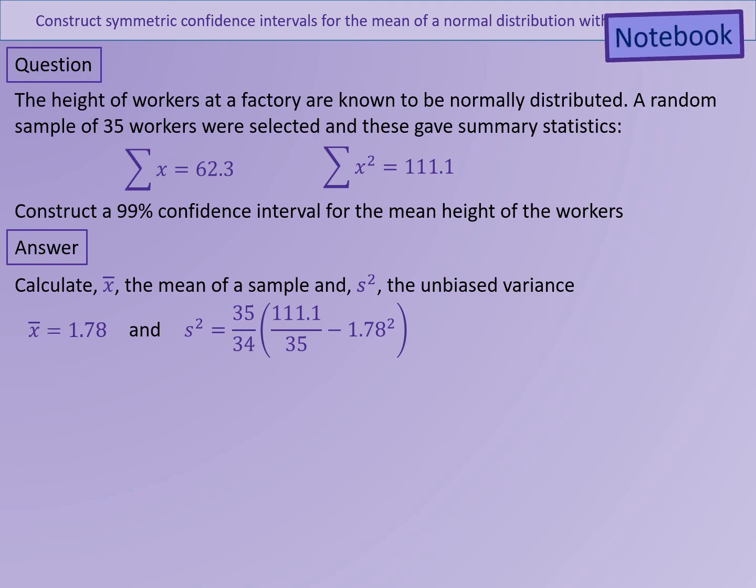S squared, we can use the formula here. So we have sigma x squared over n minus x bar squared. x bar is the value we found here, so that's there. The thing in the brackets would give us a biased variance for the sample. To find an unbiased estimator for the population variance, we would then multiply by n over n minus 1, so 35 over 34. Remember that this is S squared, and the formula that we will need will just be S, so we will need to square root this answer when we substitute it in.